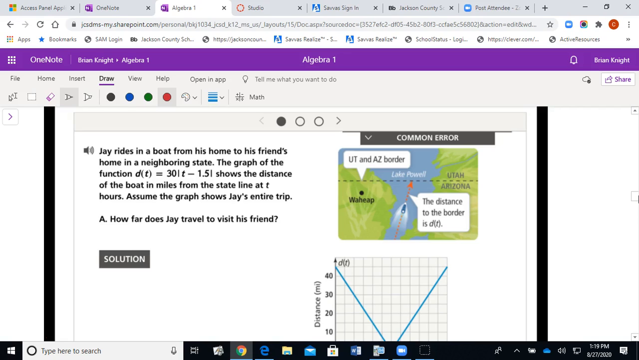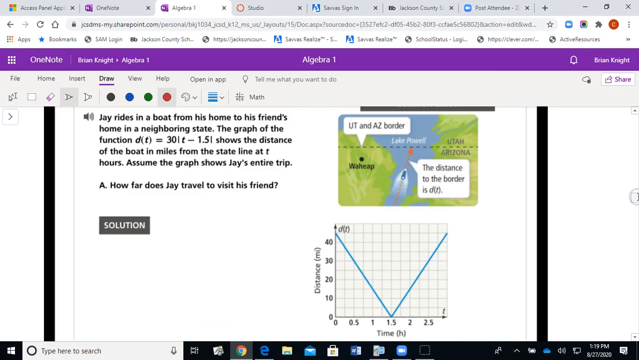All right? Jay rides in a boat. He says he rides from his home to his friend's home in a neighboring state. The graph of function d of t equals 30 times the absolute value of t minus 1.5 shows the distance of the boat in miles from the state line at t hours. Assume the graph shows Jay's entire trip. How far does Jay travel to visit his friend?